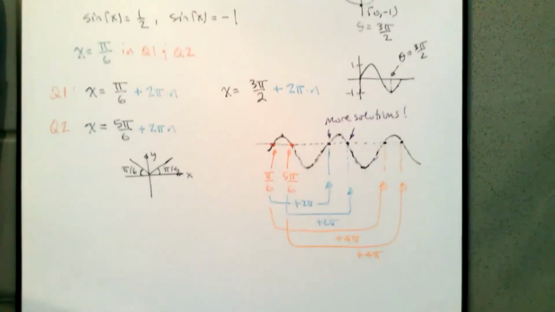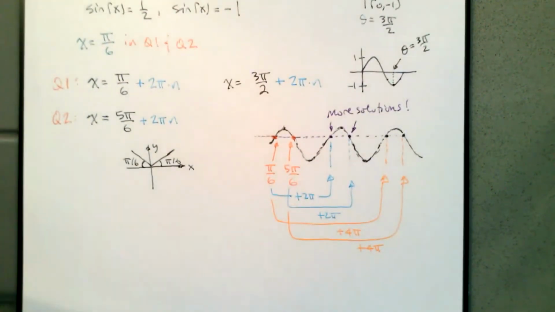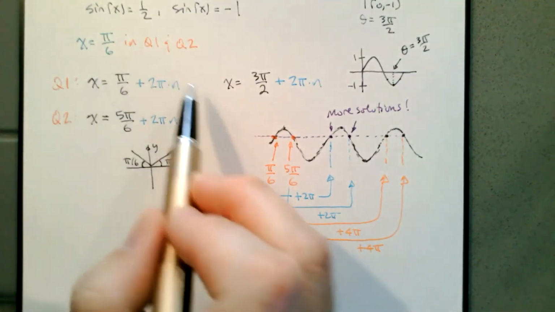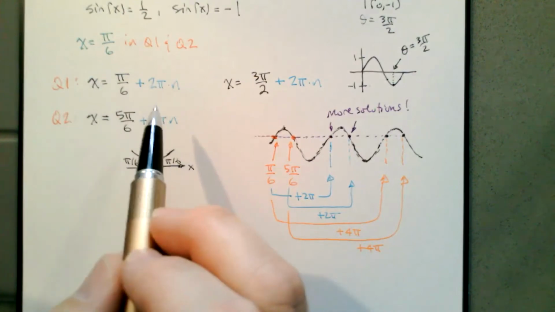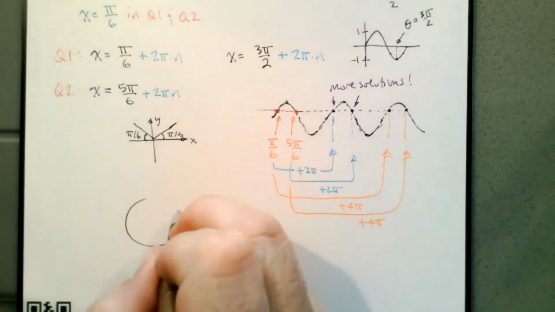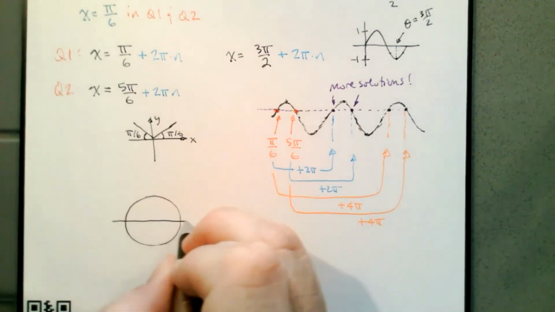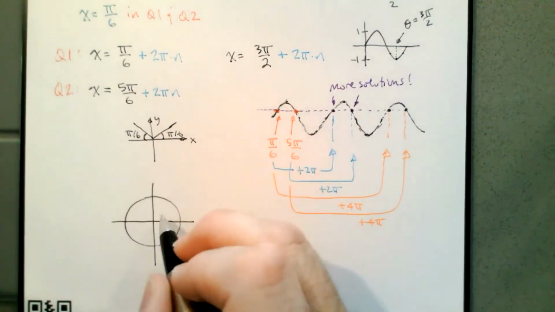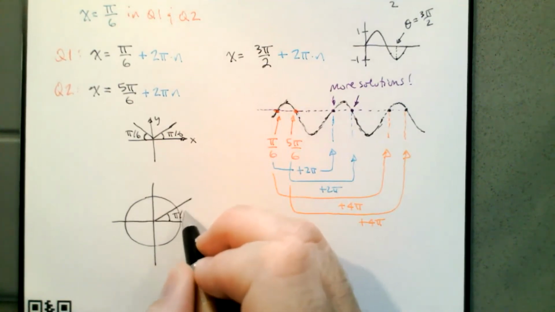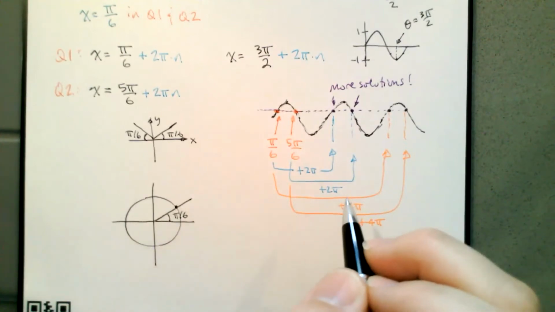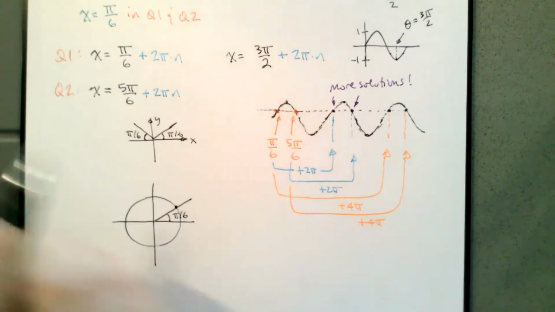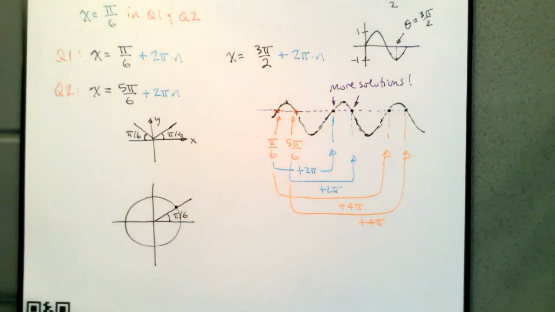No, coterminal means ending at the same place. So all these solutions, pi over 6 plus 2 pi n, that's all the quadrant 1 stuff. These are all coterminal. So here's the angle pi over 6, but that's not the only angle that ends there. That's pi over 6 in quadrant 1, but that's not the only angle that ends there.